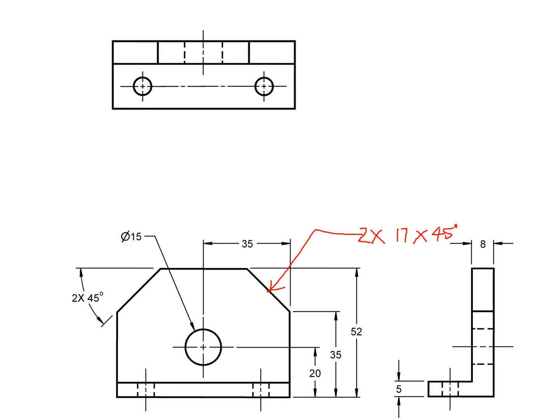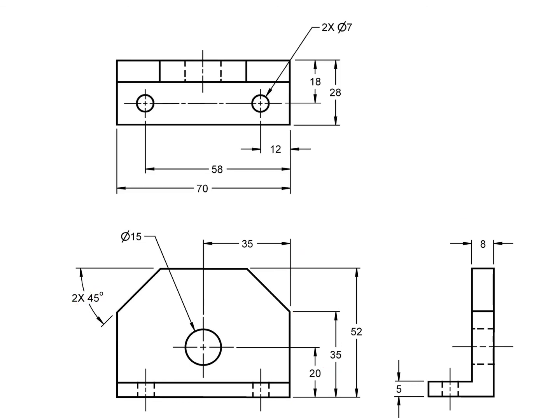But here the drafter decided that this dimension was more important than the 17. So instead we dimension it this way, the longer way. So 35 from this starting point of the chamfer to the datum. And we have the 45 degrees and the 2x indicating that it's 2 places. Okay, let's take a look at the top view.